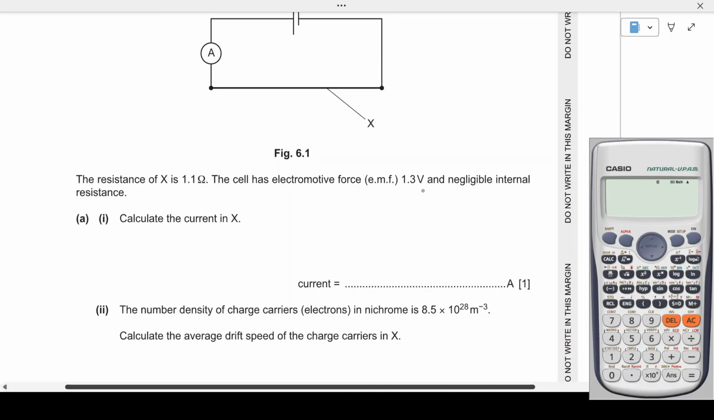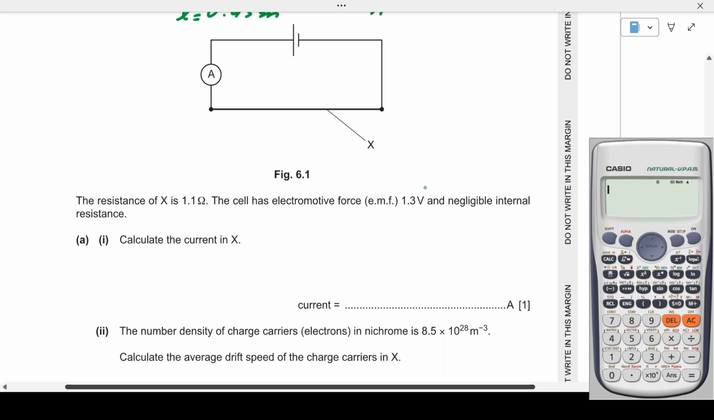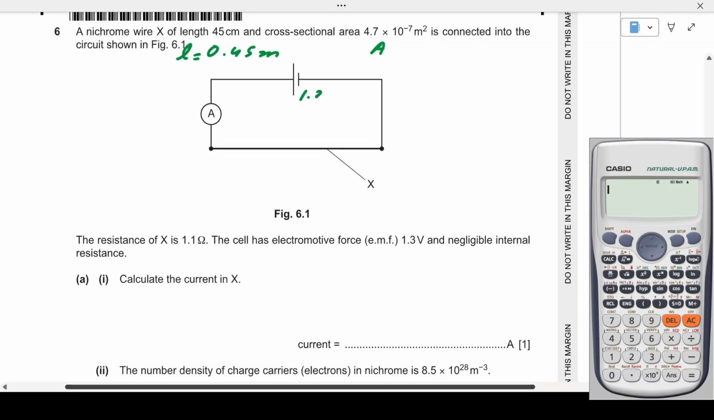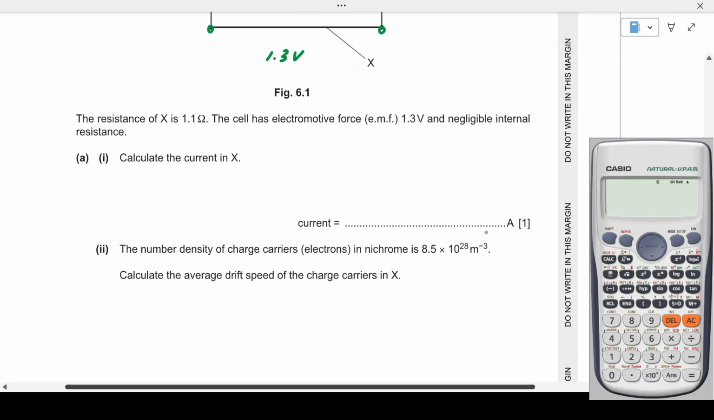The voltage EMF is 1.3 and negligible internal resistance. So in this case, we'll be getting all 1.3 volts as the terminal voltage or as the voltage across this wire. You'll be getting all 1.3 because there is no internal resistance, no voltage drop. Current needs to be found out. Current equals voltage divided by resistance, 1.3 divided by 1.1.